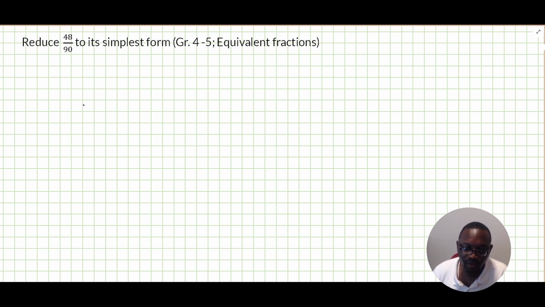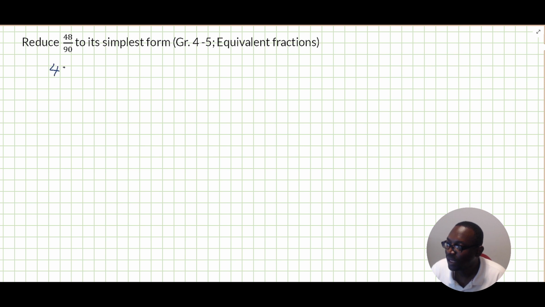Okay, 24 over 45. Can you reduce that any further? Take a look at that and see if you can reduce that much further. Okay, all right, let's go ahead and try this together.